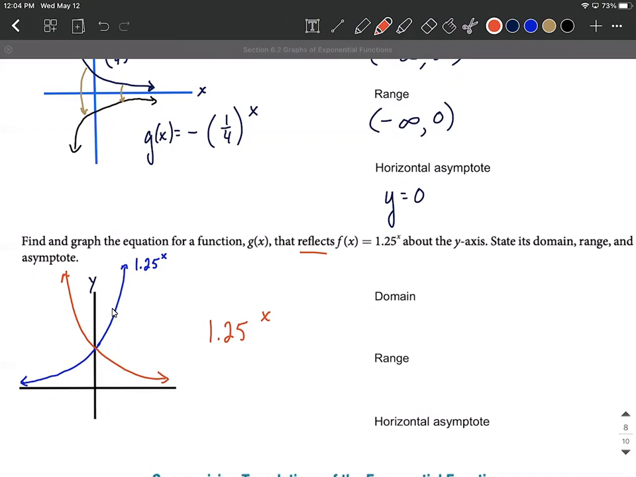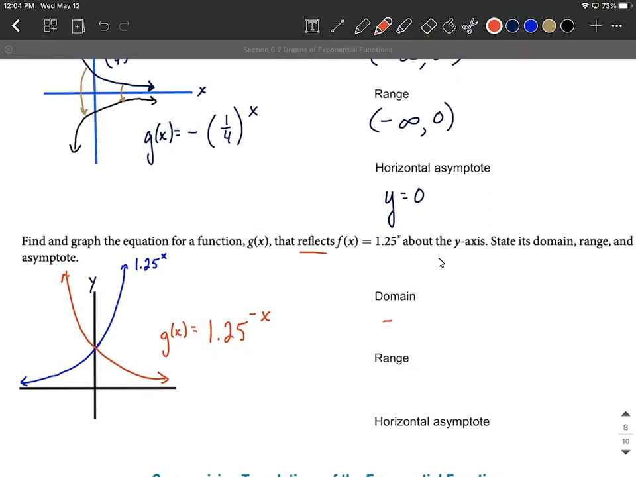So whenever we have a left or right shift or movement or transformation, we're going to attach a number directly to the x. So in this case, it's a reflection, so that's going to be indicated with a negative. We're going to attach a negative directly to the x. And I guess we'll call this one g of x, because that's what we were given as a function name. So the red graph is g of x, which is our reflection about the y-axis.